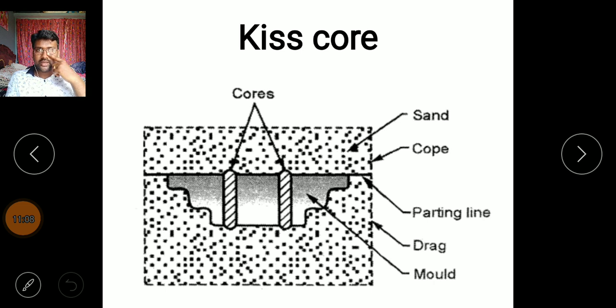Observe in this diagram, here the core should be placed vertically in between the drag and cope box. It is the molding sand, it is the mold, and it is the cores. You have to place them in between the drag and cope.